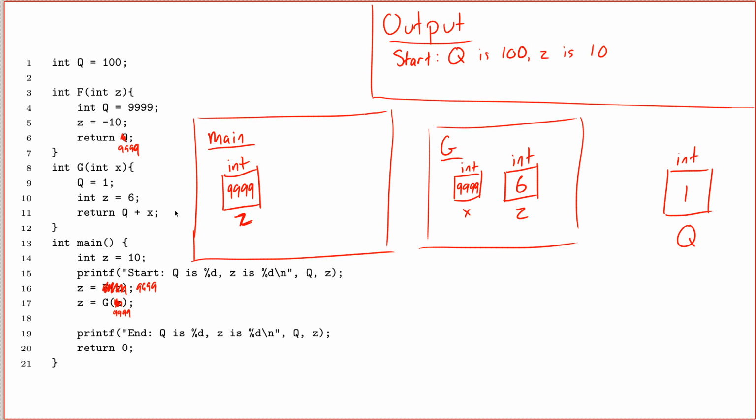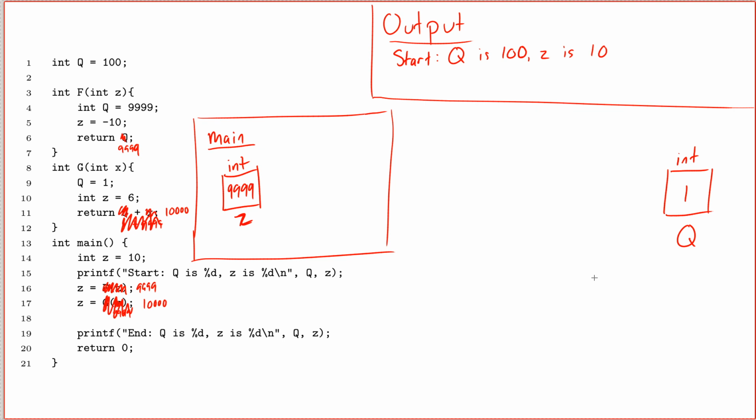Line 11, return Q plus X. Okay, so Q, well, inside of G, Q is this value 1. And inside of G, X has the value 9999. And so 1 plus 9999 is 10,000. And so I return the value 10,000. So I go down here and I sub in 10,000 for the function call, and then, I don't know, third time's the charm, I completely obliterate, is it gone? It's gone. I completely obliterate the scope of G, and I go back to main, and I pick up where I left off. So Z equals 10,000. So I set the variable Z in main to 10,000.